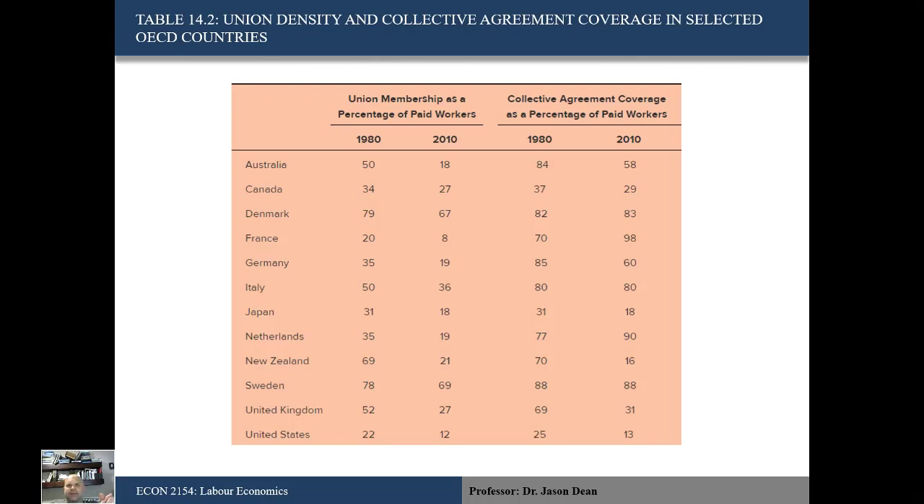Now, France has much lower union membership as a percentage of paid workers. However, when we look at the other measure, collective agreement coverage as a percentage of paid workers, it is much higher. That's because many of the workers don't necessarily need to be part of a union, but the collective agreement extends to more than just the unionized workers. We also see in the table that the United States has some of the lowest rates of unionization.